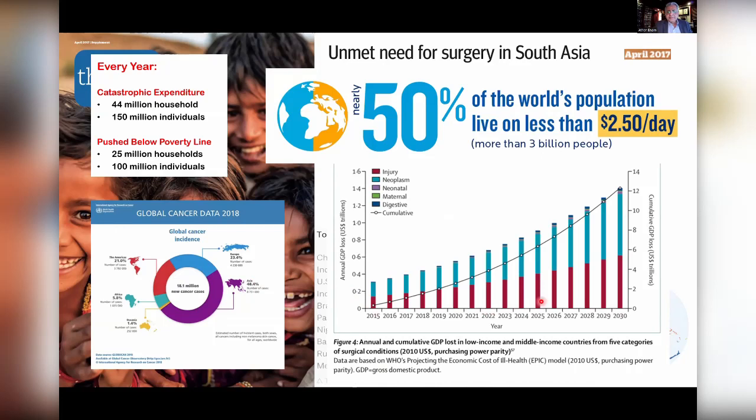And most of those expenses now are coming from tumors, oncology. If you look at this graph, the blue lines are neoplasm, and it's projected for 2030. You can see that it's going to become much more prominent over time. The surgical problems, like trauma and things like that, will grow as well. And for the annual and cumulative GDP lost in low- and middle-income countries from those 5 categories, neoplasm is the major one.